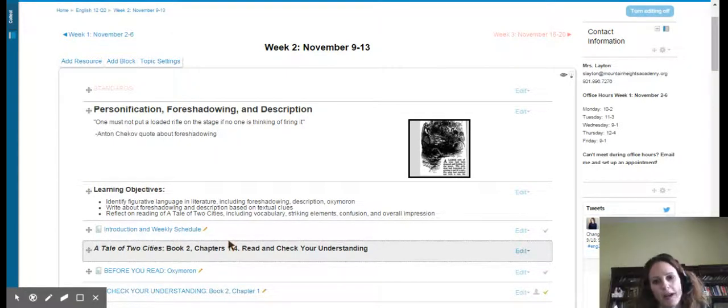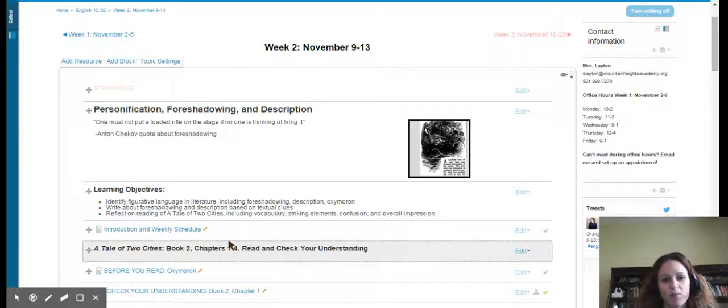We're moving right along. We've already read what they call the first book in A Tale of Two Cities. A Tale of Two Cities contains 3 separate books. That's how Dickens has separated it. So we've read the first book in week 1, and now we're moving on to the second book and the first 4 chapters of the second book. And that's what you'll be assigned to read this week.